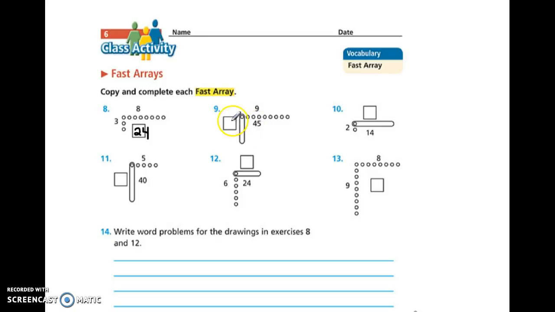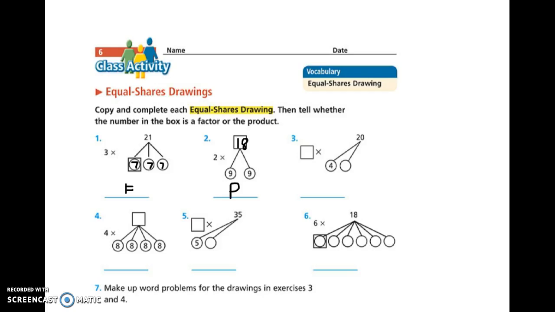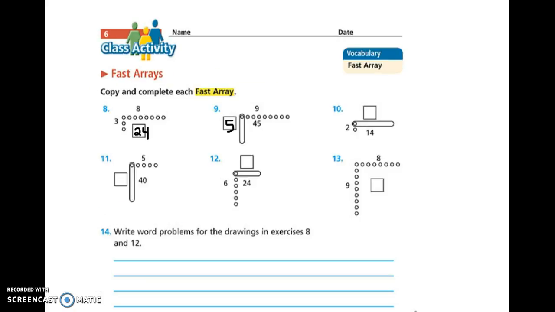All right. If you got 5, you were correct, right? 9 times 5 is 45. So again, this is just a quick way of drawing an array. You can use these on your own if you would like to speed up the process of drawing out your arrays. So today we looked at strategies for our fours. We also talked about equal share drawings and fast arrays.